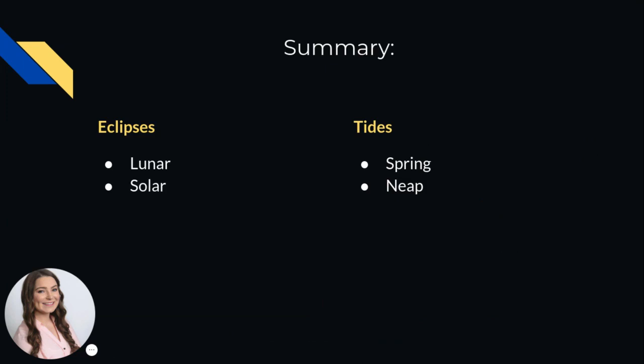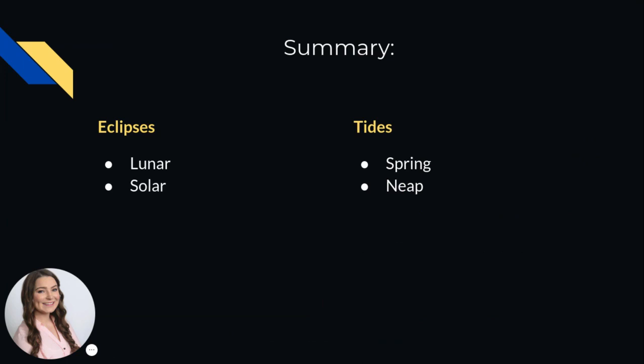To summarize, there are two types of eclipses we experience on Earth. A lunar eclipse is where the Earth casts its shadow on the moon when the moon is in the full moon phase. And a solar eclipse is where the moon casts its shadow on Earth when the moon is in the new moon phase.